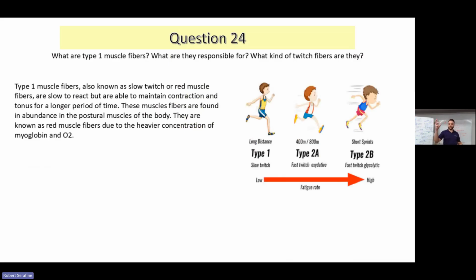So going back to the myoglobin, right? These type 1 muscle fibers are red. Why? Because they have a higher concentration of myoglobin, which means they have a higher concentration of oxygen reserves.